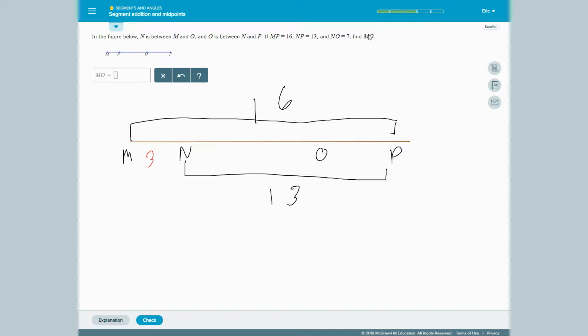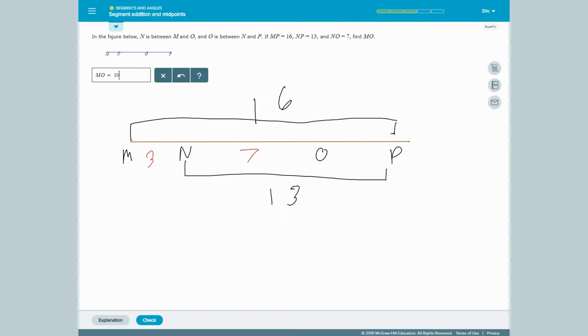We still need MO, which will be this part and this part combined. So moving on, we know that NP is 13 and NO is 7. Well, we can actually stop right here because MO is just MN plus NO. We found out what MN is, which is 3. NO was given to us, which is 7. And 7 plus 3 will give us that answer of 10.